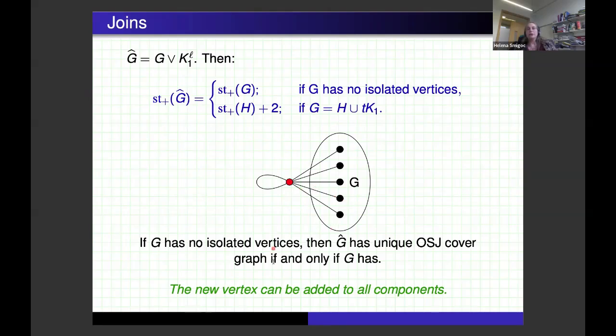I can add this new vertex to just all the components that I see. Let's say that I have an OSJ cover of G, so I have a certain component set. I just toss this red vertex in all the components, and now I have extended the cover in a natural way, and I have covered these new edges that I have introduced as well. Again, except in the case when I have isolated vertices, where I need to take care of those separately.